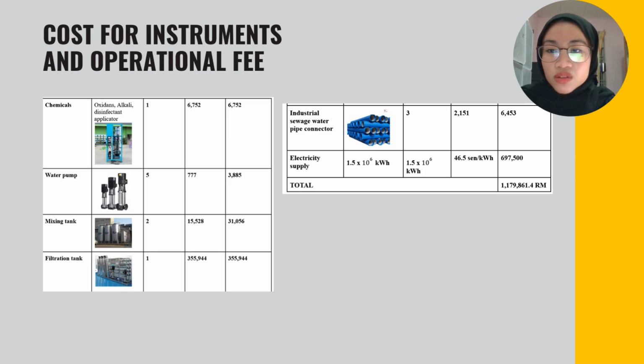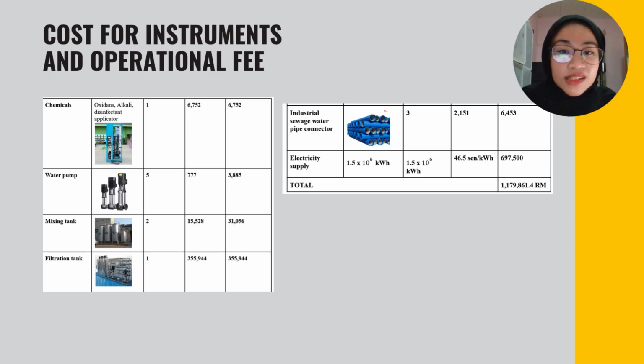Next, we have chemicals containing oxidants, alkali, disinfectant applicator. Next, we have the water pump. We require 5 units of water pump with different specifications. And then we have the mixing tank. We have the filtration tank, industrial sewage water, and pipe connector.